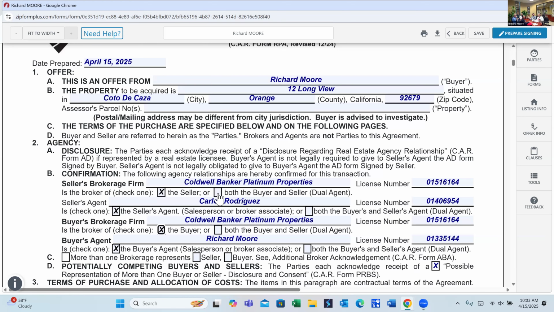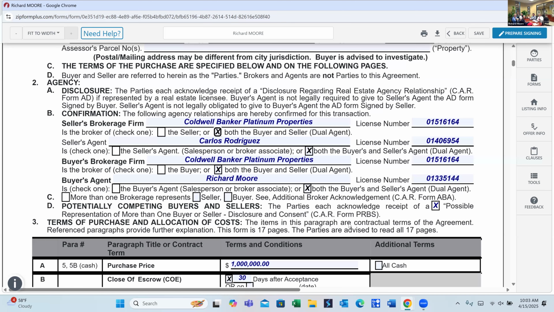And then section C, in the event there's more than one brokerage representing the buyer or seller, there would be something called an additional broker acknowledgement. That doesn't happen very often. I thought I'd point that out. And then section D, potentially competing buyers and sellers. The box is checked by default. It's not something I did or could undo, as a matter of fact. So the possible representation of more than one buyer or seller is attached to the purchase contract.